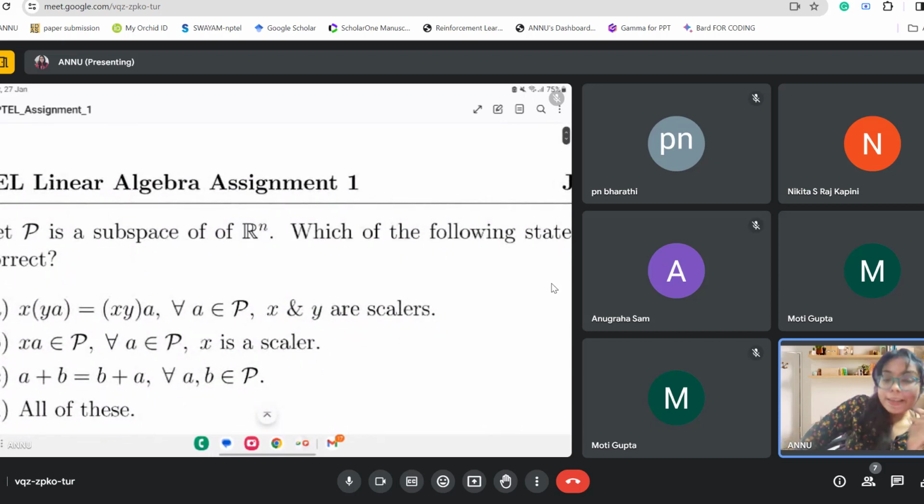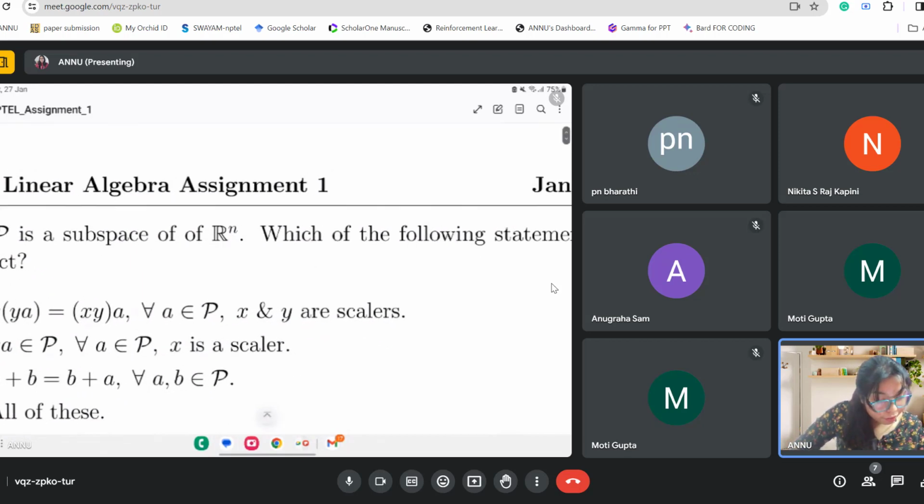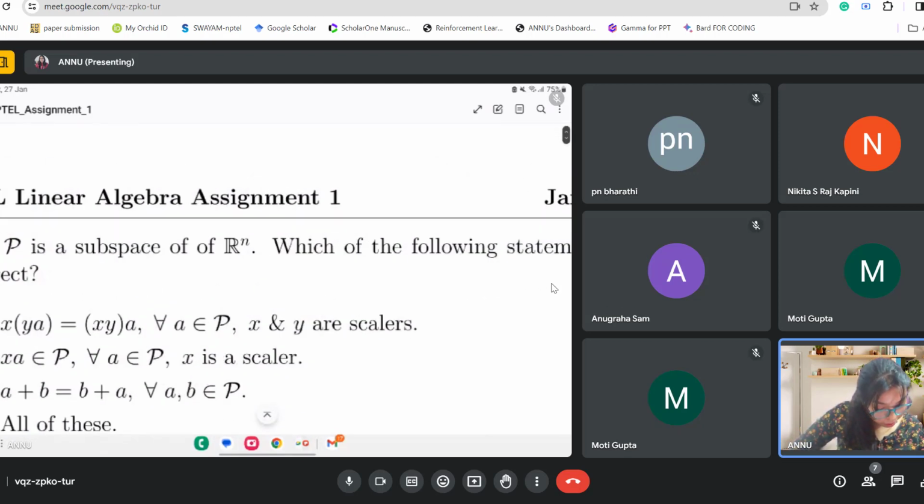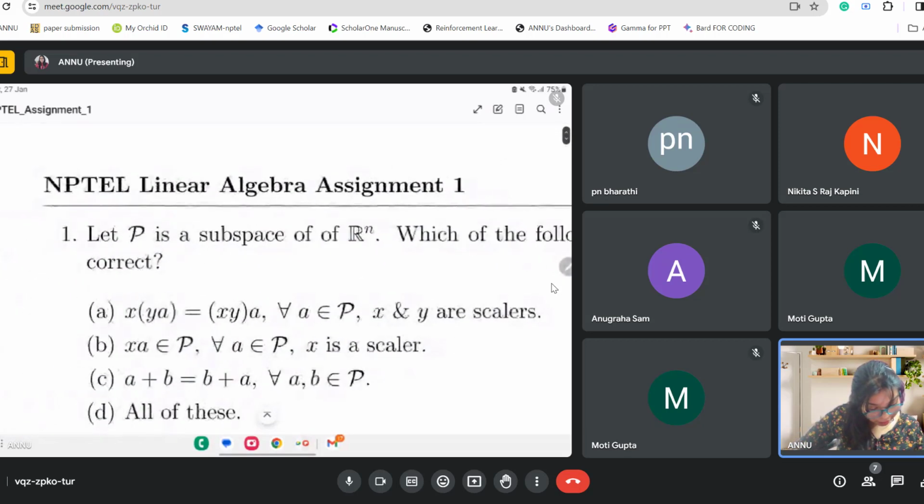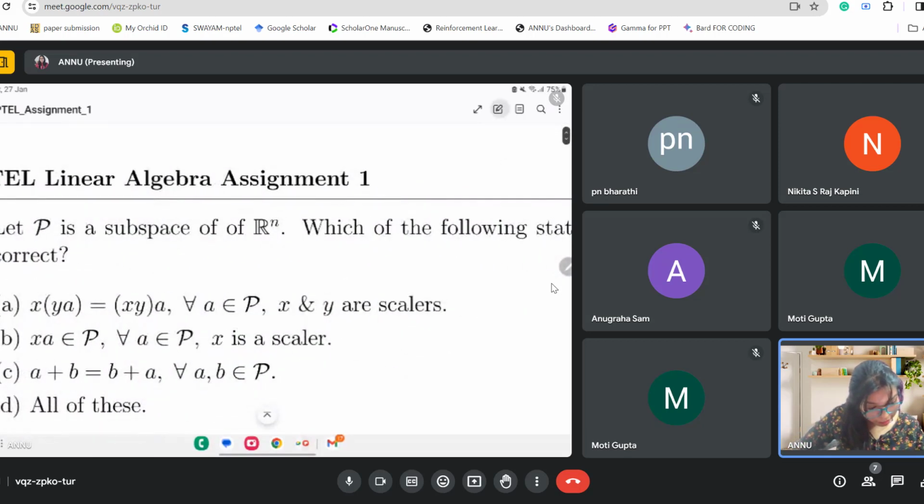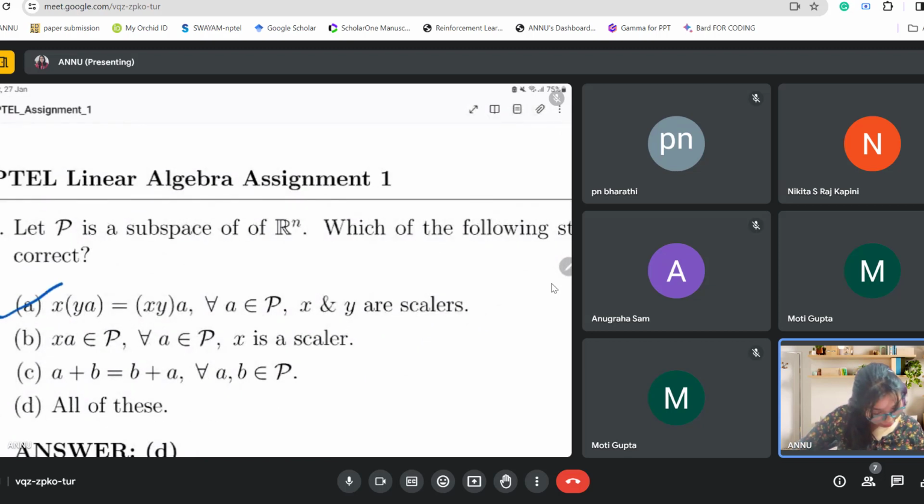Let P be a subspace of R^n. Which of the following statements is or are correct? If P is a subspace, then we know that it will follow the associative property, so this is correct. And it follows closure under scalar multiplication. Sorry, this is also for closure under addition. So all of these, so the answer is D. Very straightforward.